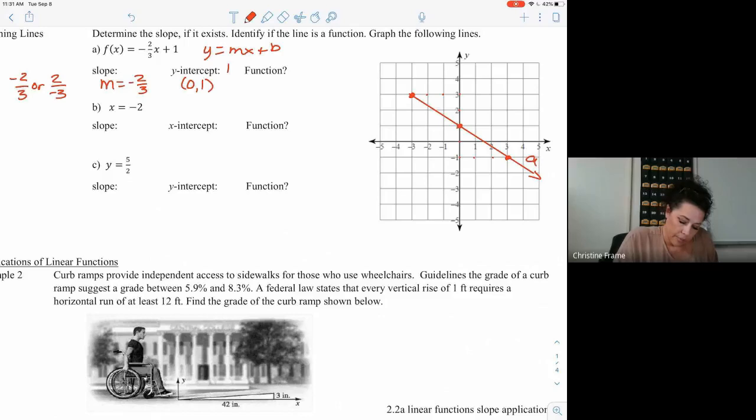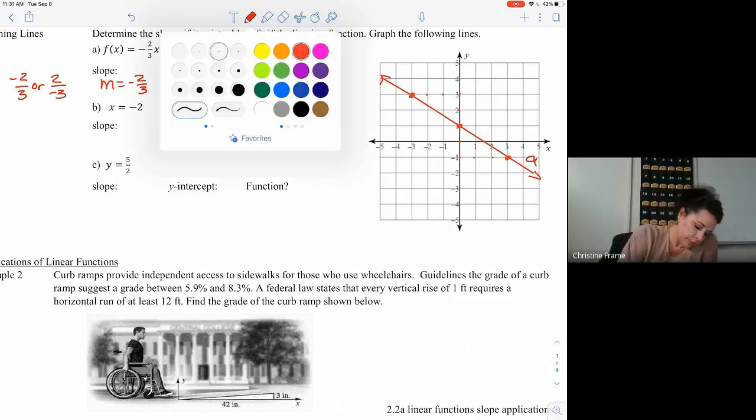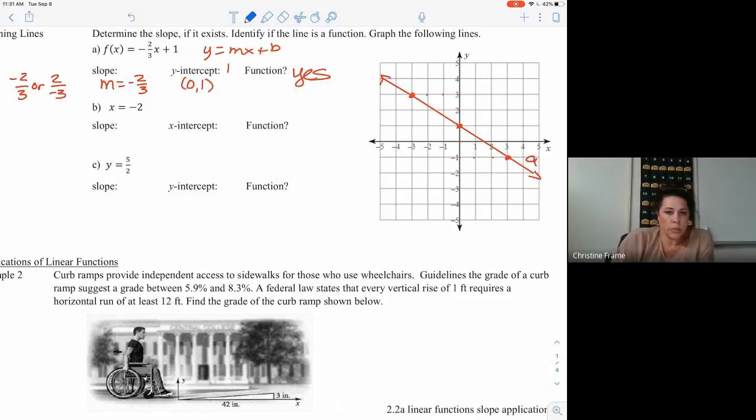And label it A. So there's A. Is it a function? Yes. Okay, here we have the next one. I'll go to blue. It says x equals -2.